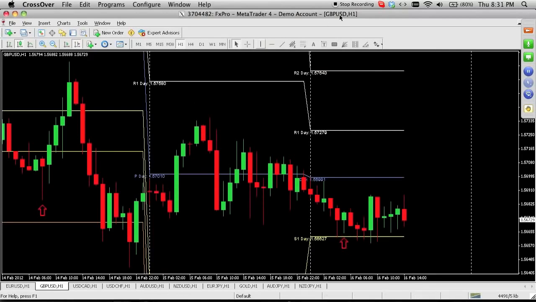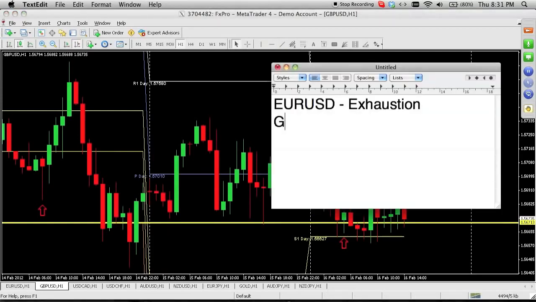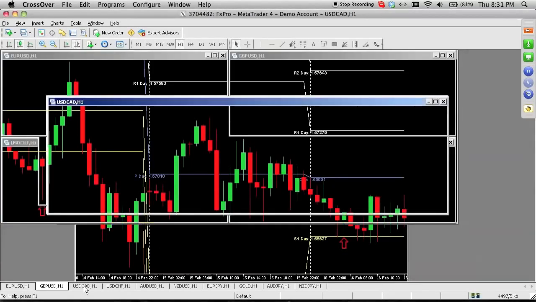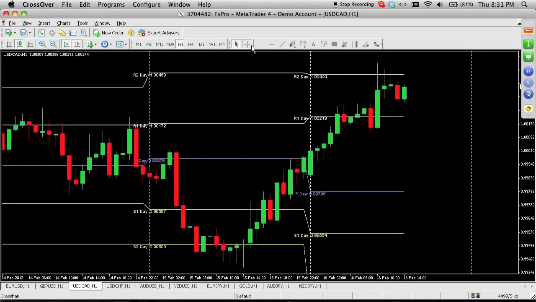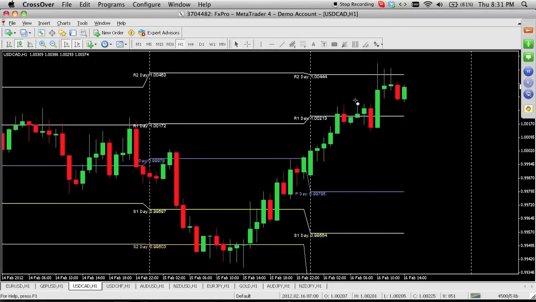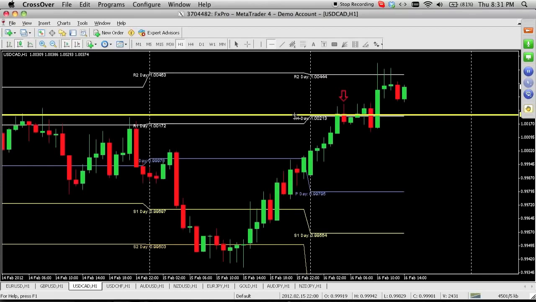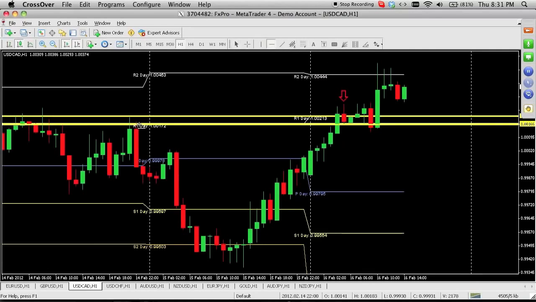Okay, bouncing off of a pivot from day before yesterday. Exhaustion. Let's take a look at other pairs. US dollar CAD at 5 o'clock. Okay, not an exhaustion, but the train has already left, which is good. Now, what do we have here? It's bouncing off of one pivot, it's above the second one, and it's above the third one. Strong, strong, strong support right here.